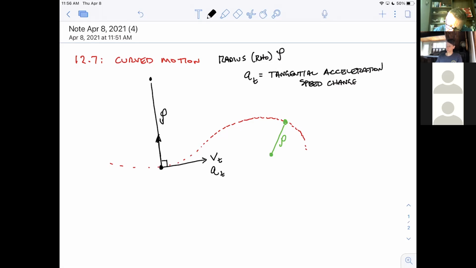But in this direction, this is called a sub n, which is normal acceleration. What does the word normal mean in physics and advanced math? Perpendicular. It's just another word for perpendicular. So it's always perpendicular. This is actually not a speed change at all. It's a direction change.